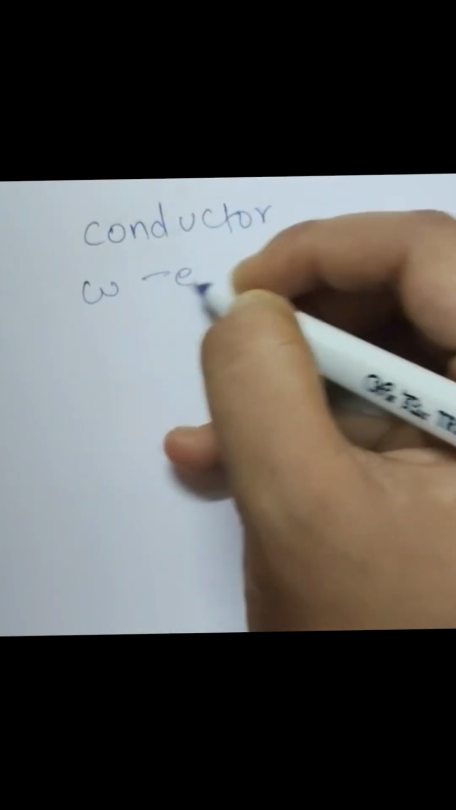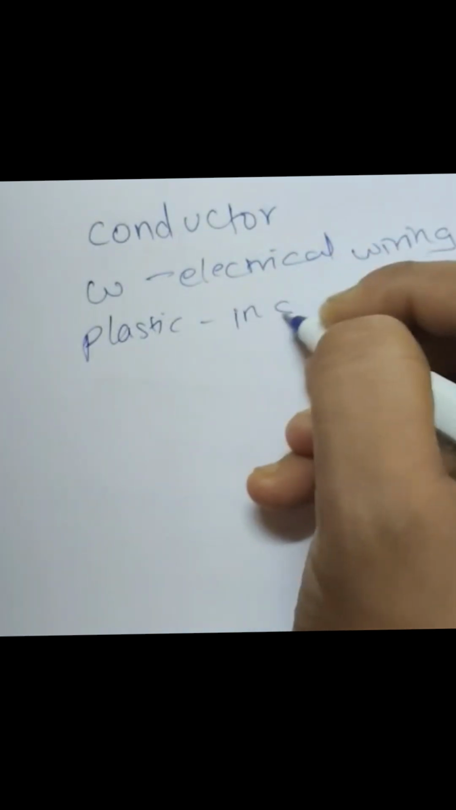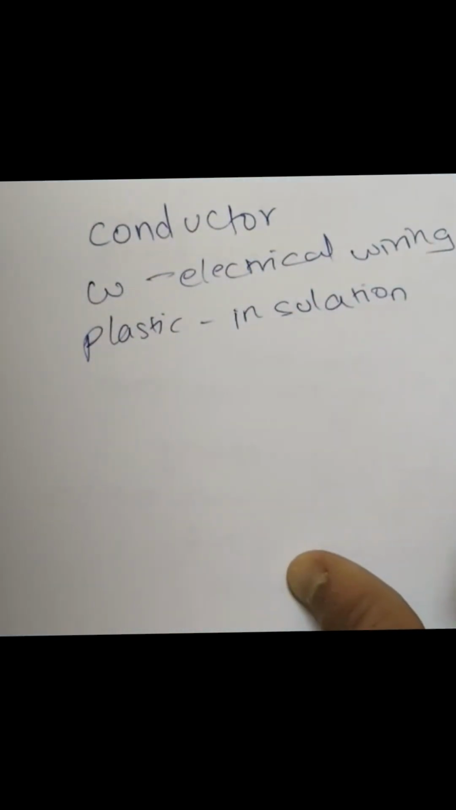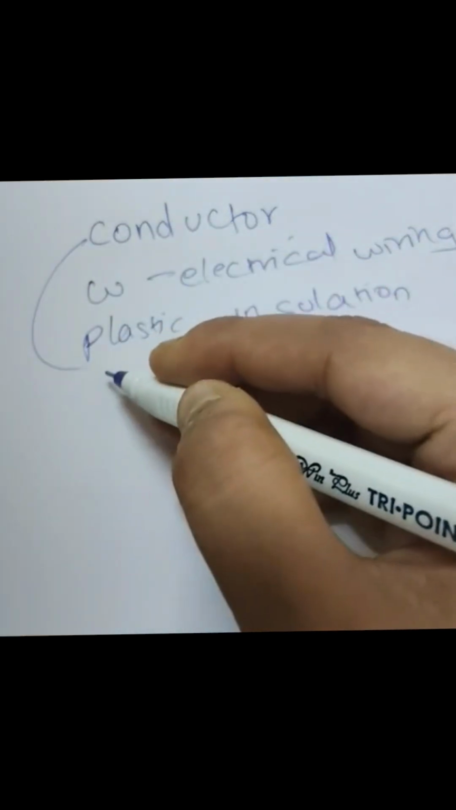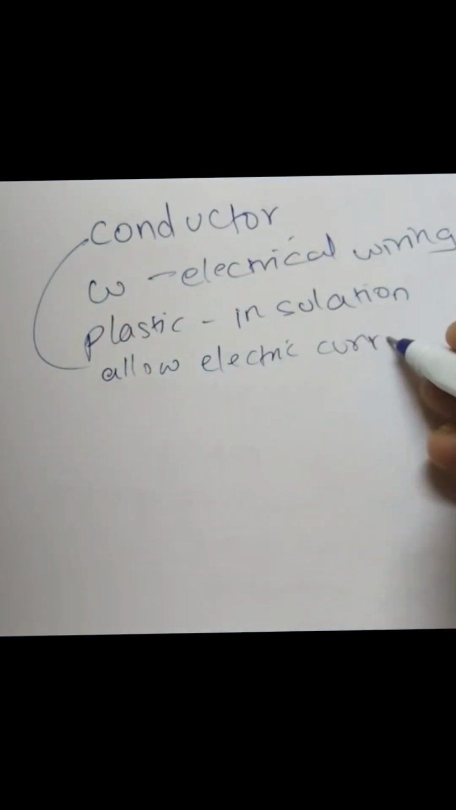But why? Copper is used for electrical wiring and plastic is used for insulation. Why is copper used for electrical wire and plastic for insulation? The answer lies in three types of material. First is conductor, second is insulator, third is semiconductor. A conductor is a material that allows electric current to flow easily.